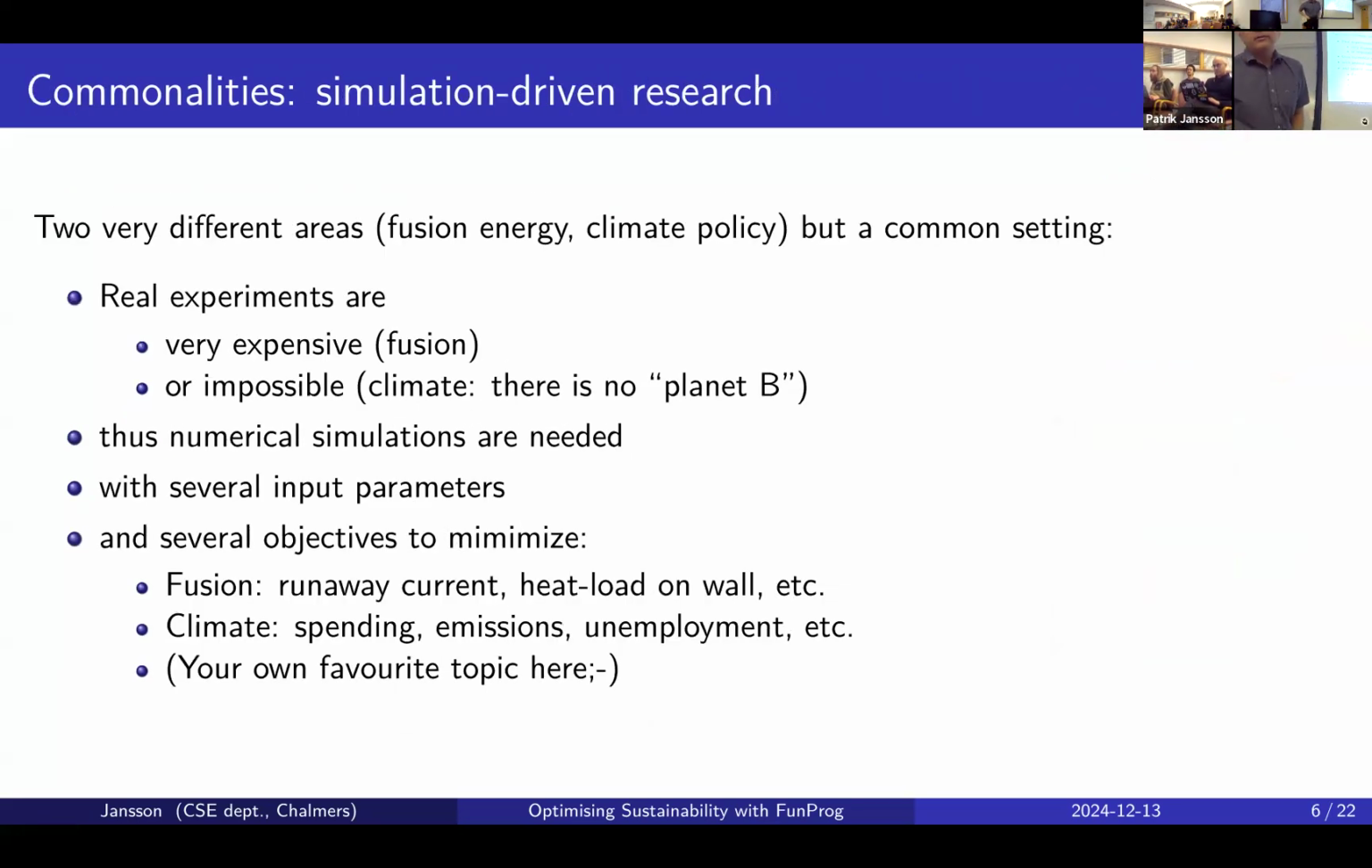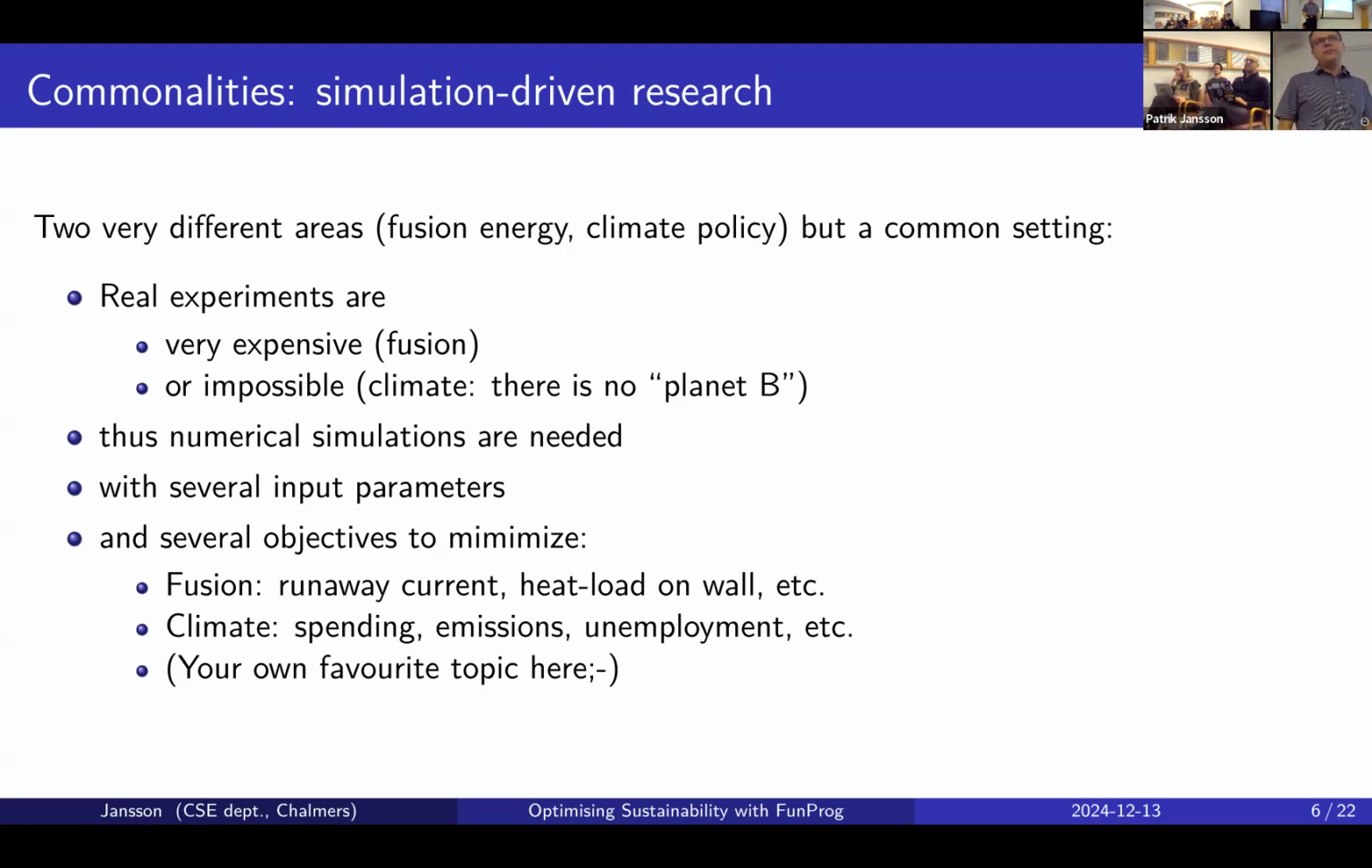Anyway, so these are two very different areas, the fusion side and the climate impact side, but they have some things in common. Real experiments are either very expensive in the fusion case, or basically impossible. If you want to explore different taxation schemes for carbon emissions, you can't just select 2 random European countries, implement 2 schemes, wait 10 years, see which worked, and go back in time and implement the better one for everyone. It doesn't work that way. We don't have a planet B to experiment with and so on.